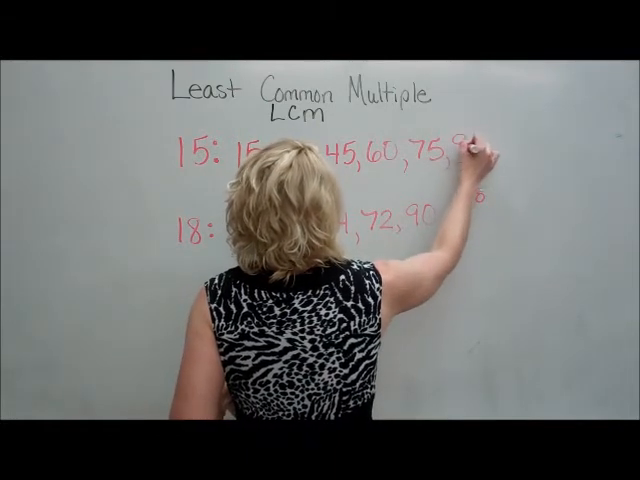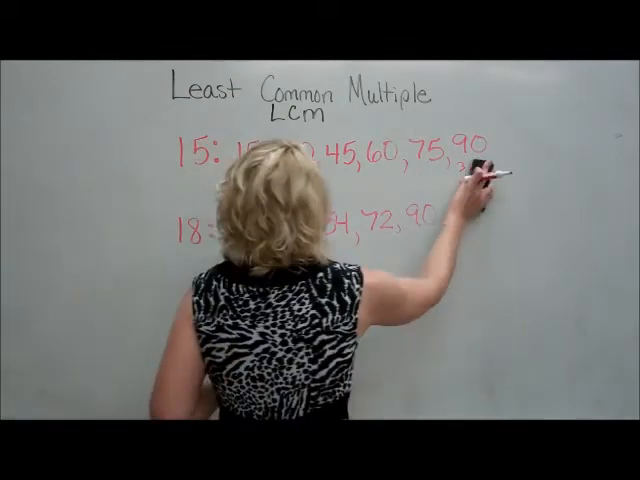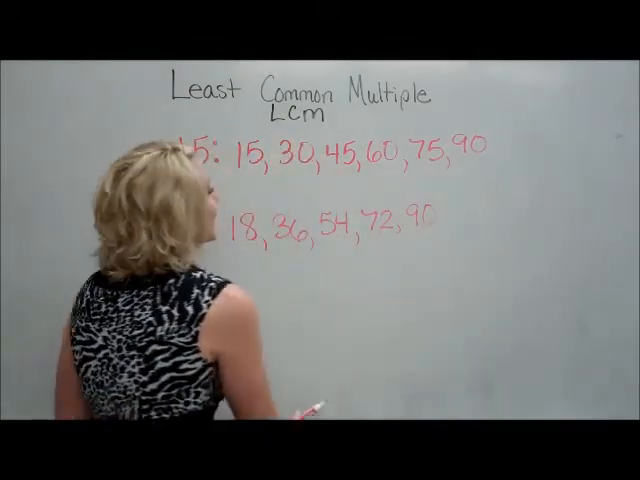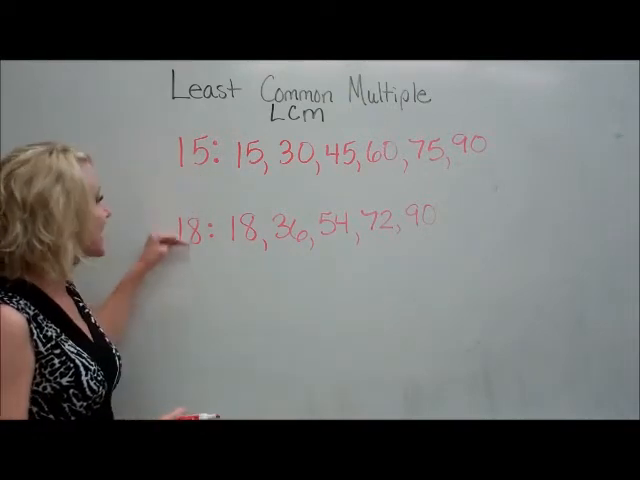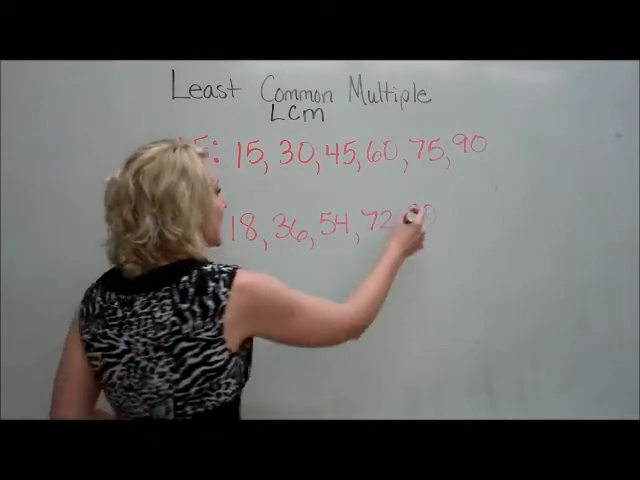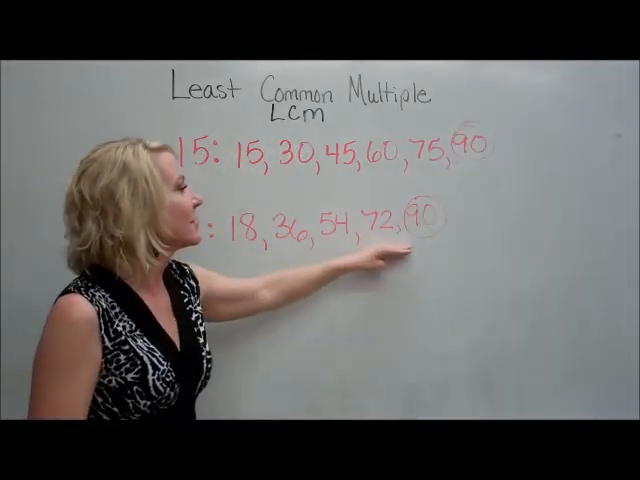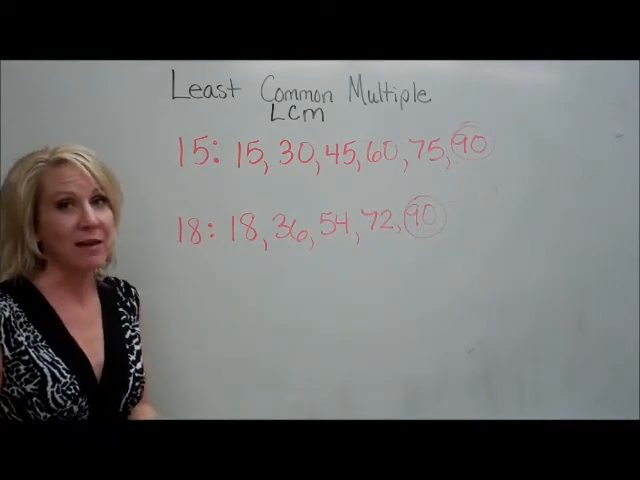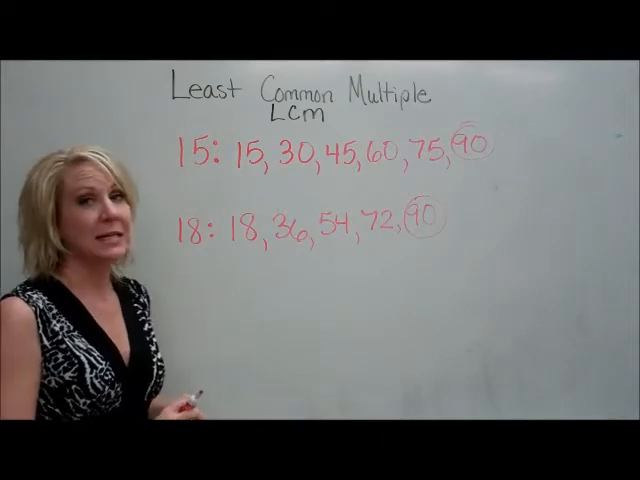The answer is 90, and immediately I can see that now the two numbers have a multiple in common. The least number, the smallest number that 15 and 18 have in common in their list of multiples is 90, so we circle that. There are no other smaller numbers that these two numbers, 15 and 18, have in common. So the least common multiple for 15 and 18 is 90.